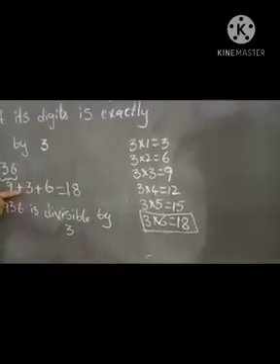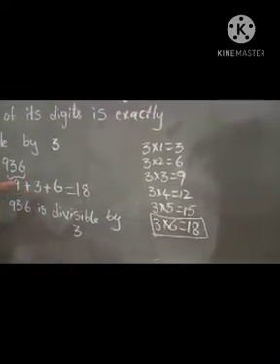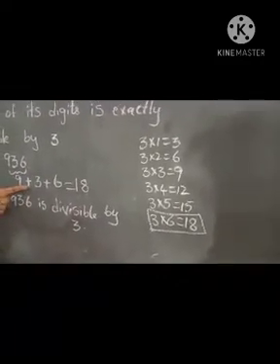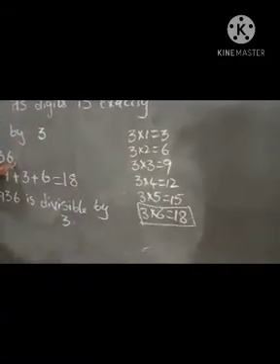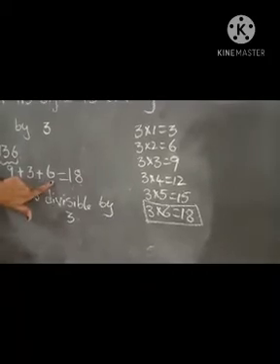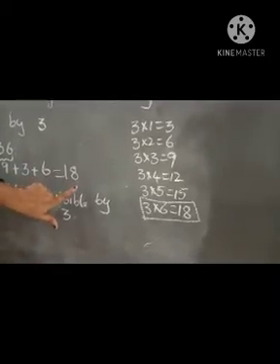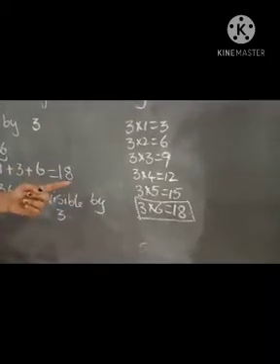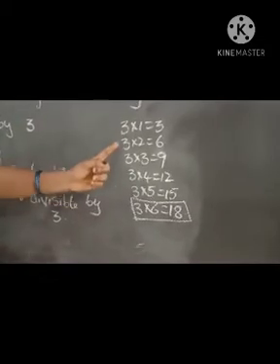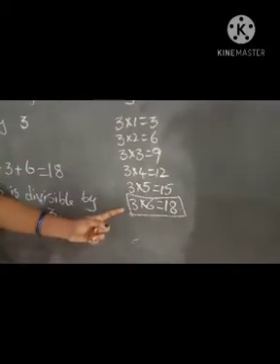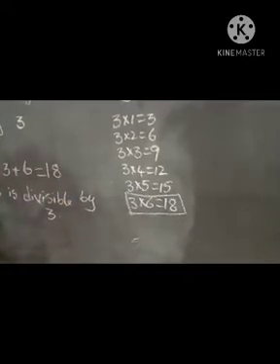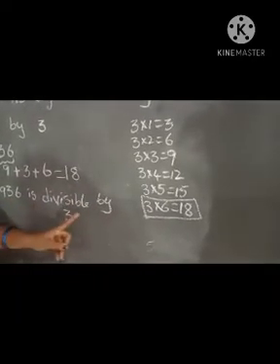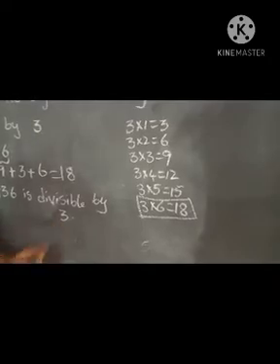Here what do we have to do? Here we have to do the sum. Sum means addition. Sum of its digits, no? Here we have 3 digits. We have to add these 3 digits. So what is the number here? 18. Again we have to check whether 18 is there or not in the 3 table. Yes. In the 3 table 18 is there. That's why this 3-digit number is divisible by 3.